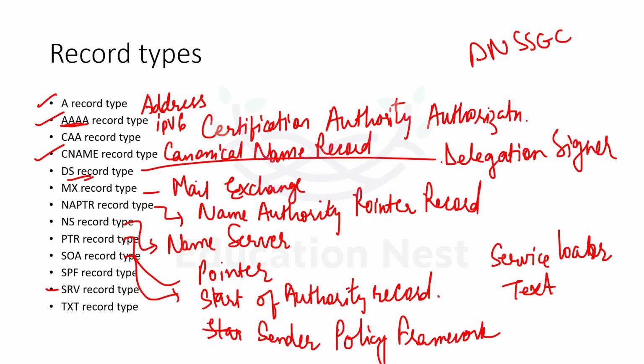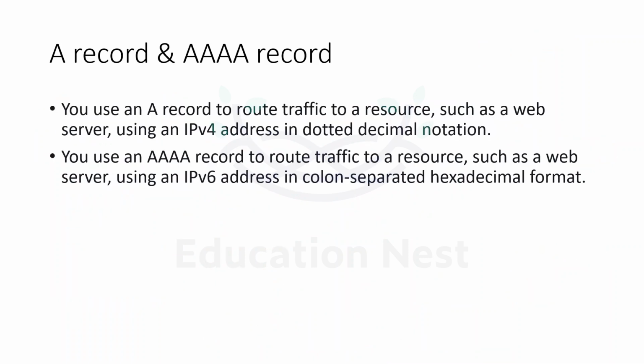Now let us see the first record, that is our A type of record. An A record is used to route the traffic to a resource such as a web server using an IPv4 address. So I can say that I'm creating a record for example.com and it should be mapped to one IP address. Something like this. Then you can have a AAAA record for IPv6 addresses. Okay, so that's the difference. A record for IPv4, AAAA for IPv6.